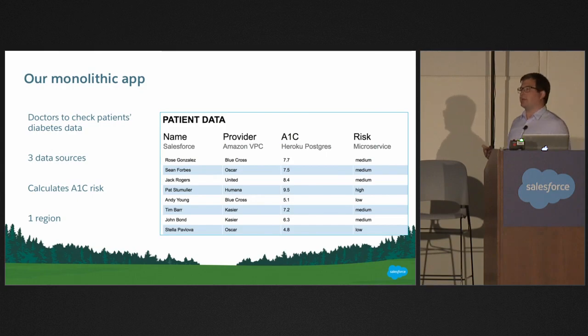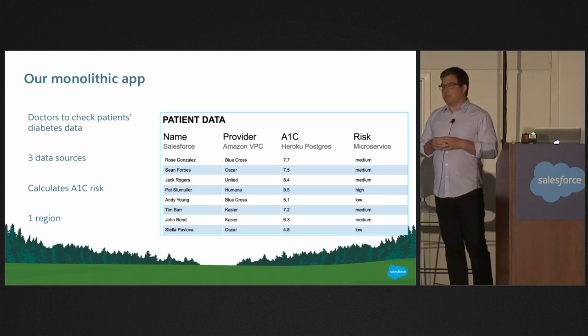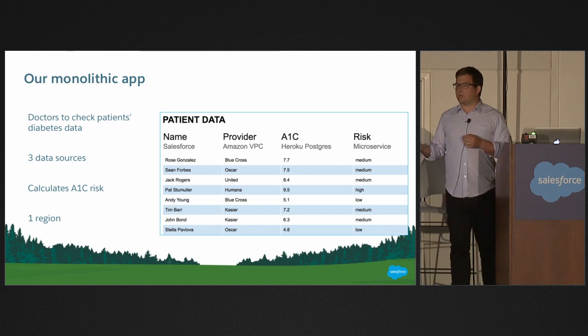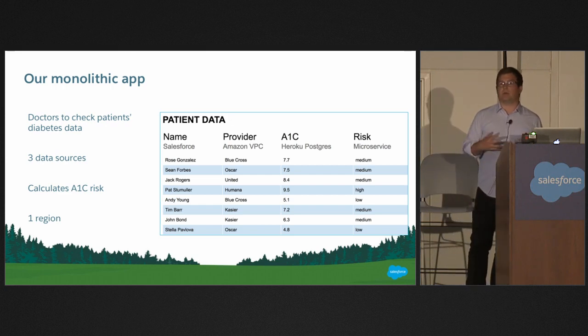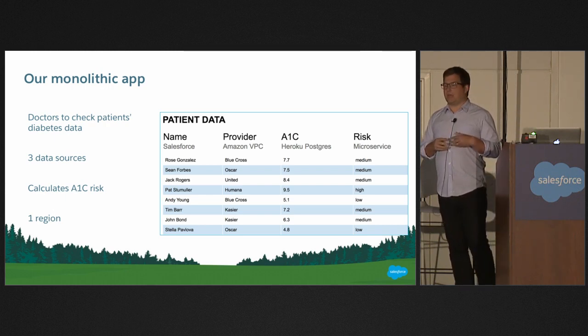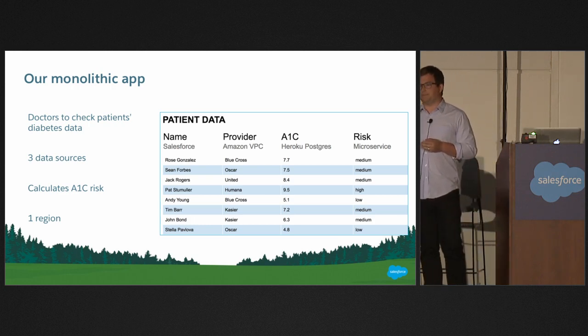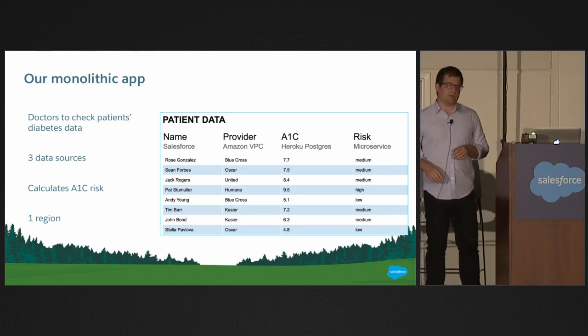Let's talk about the application that we're going to show in the demo. Here's where we're going to start. It's a monolithic application, and it's for doctors to check their patients' diabetes data. So they can see the patient, their provider, the A1C score, as well as what is the long-term health risk of having that A1C score. It pulls from three data sources. It calculates the A1C risk, and it's available in one region. So that's where we're going to start.